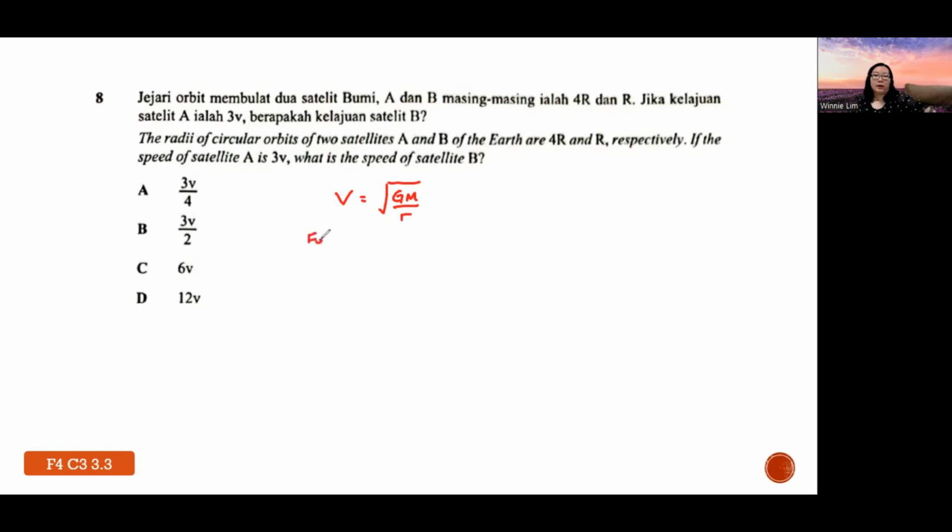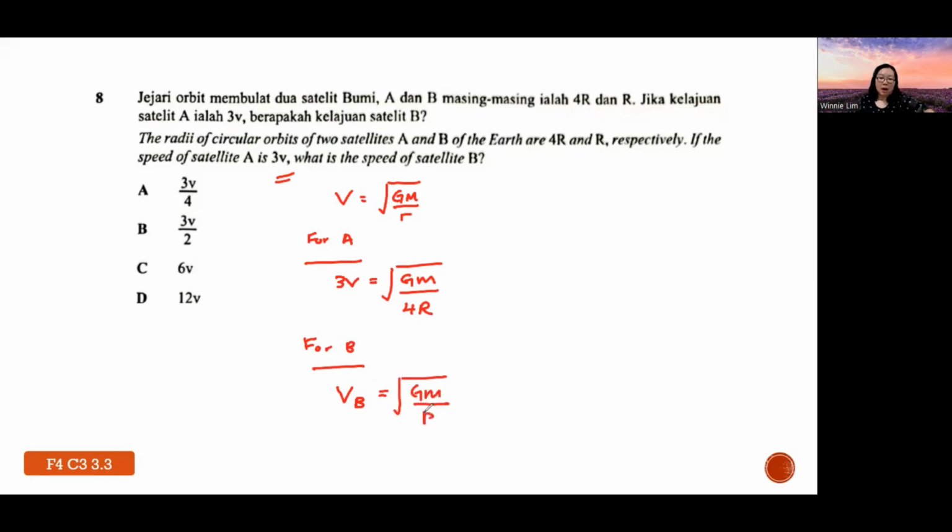So for A, you can assume the velocity now is 3v, right? So you can straight away sub inside: 3v equals square root of GM over R, and they use capital R in this context for 4r. And then for satellite B, this is what you want to find. So vB is unknown, then you have square root of GM over r alone.